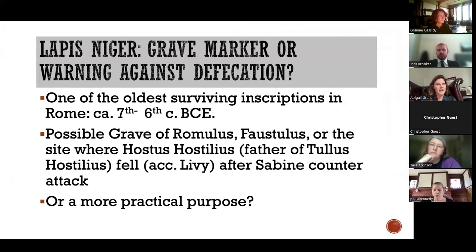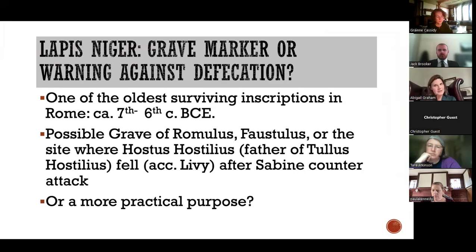So one thing that I would bring in is this stone that's often referred to as the Lapis Niger. That's actually the black flowing around it, but it's an inscription that is actually from this time. So it gets people to think about what writing in the actual period looked like, as opposed to a literary account that was written more than a millennium later.